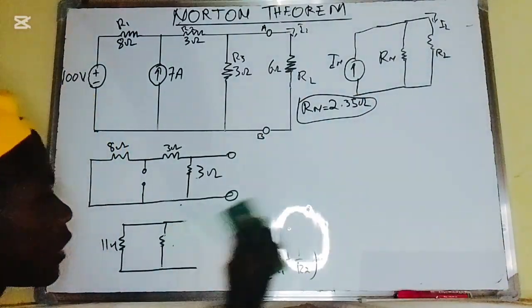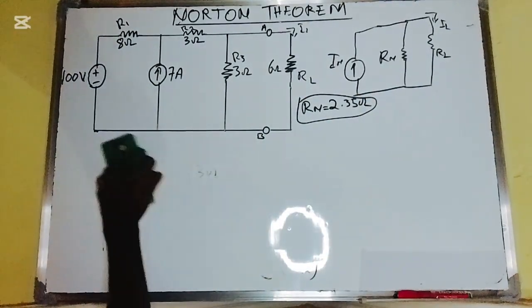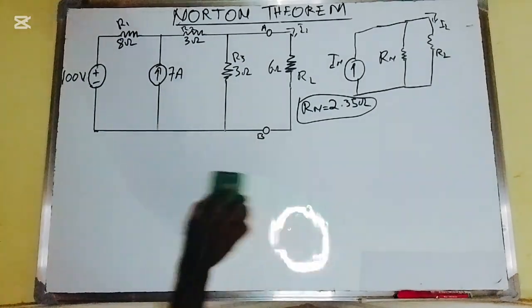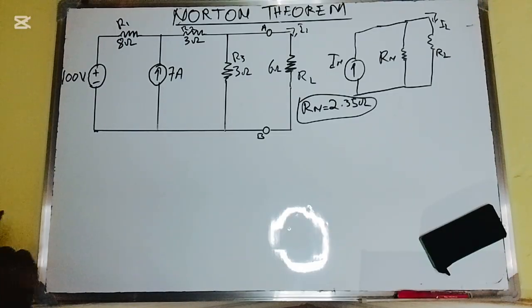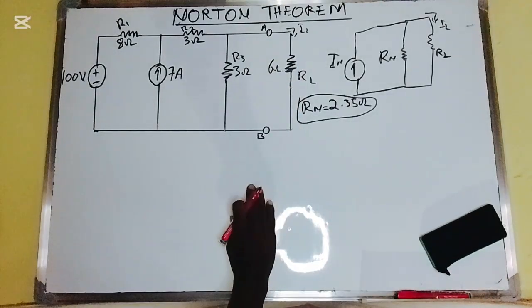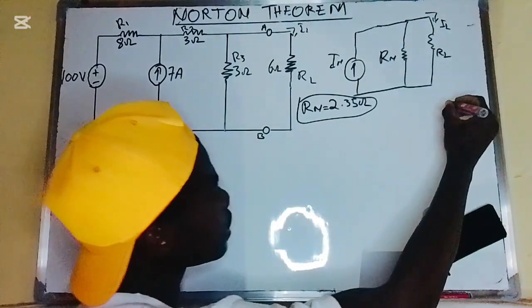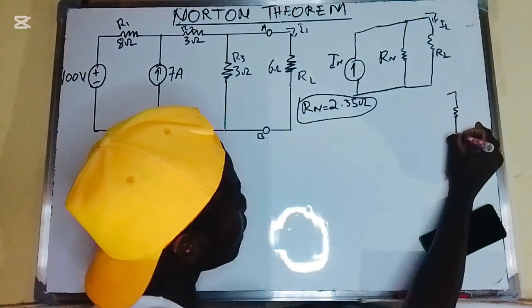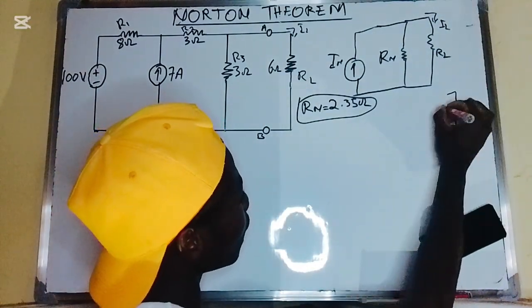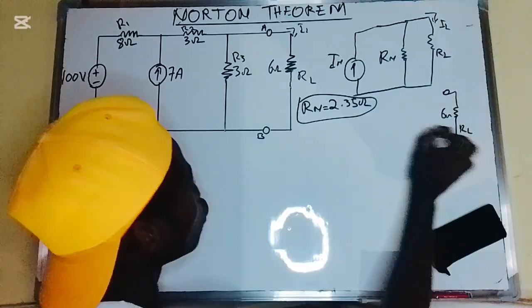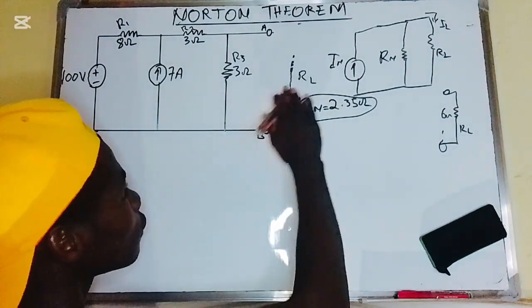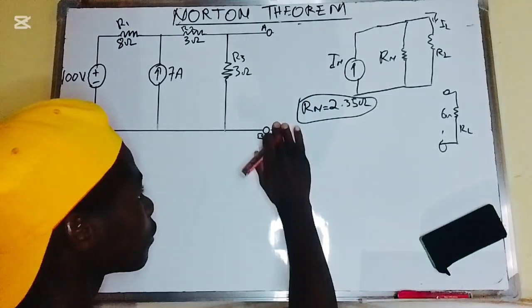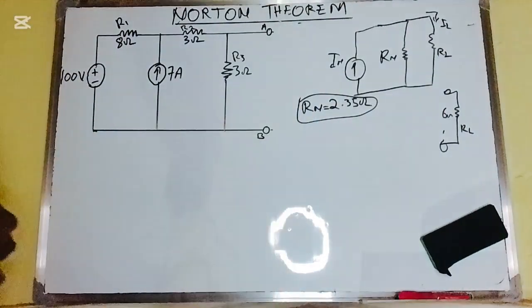The next thing to do is to find the Norton's current. How can I find the Norton's current? To find it, the first thing is to open circuit the RL as usual. I have it like this. I have the RL and the 6 ohm. Sorry, I have to open circuit this.